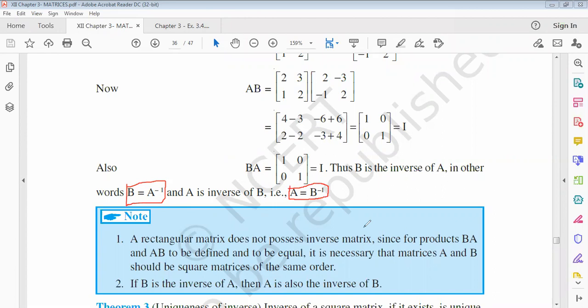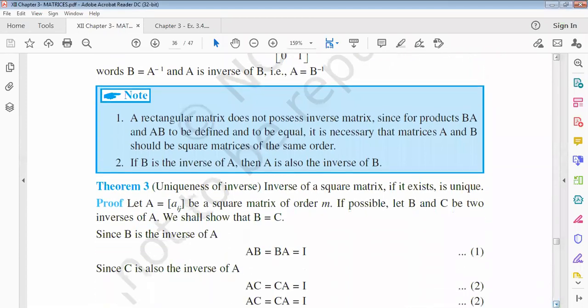A rectangular matrix does not possess an inverse matrix, since for the products BA and AB to be defined and to be equal, it is necessary that matrices A and B should be square matrices of the same order. If B is the inverse of A, then A is also the inverse of B. Vice versa, A and B are both inverses of each other. These are the remarks you have to remember when you are solving problems.